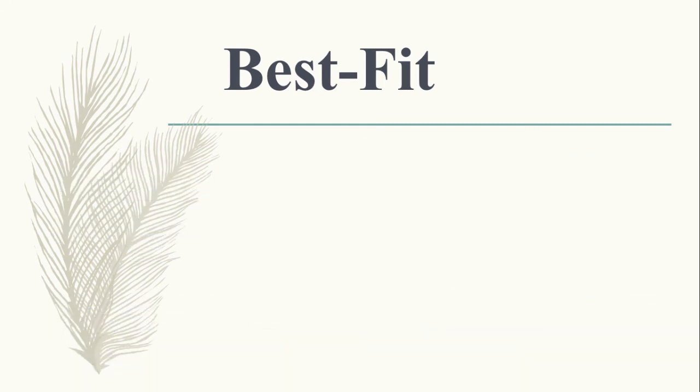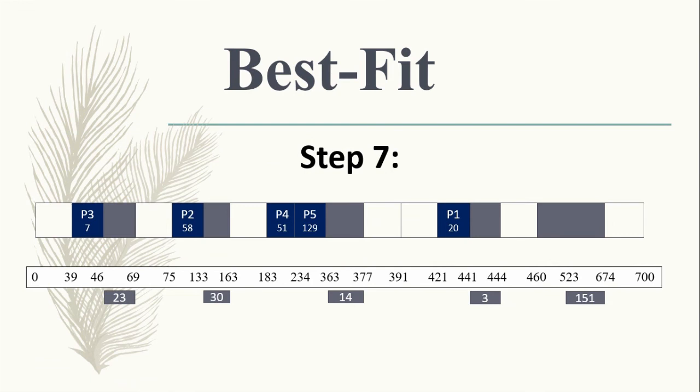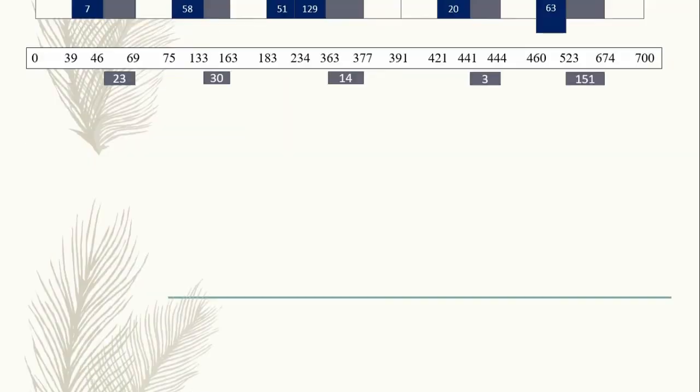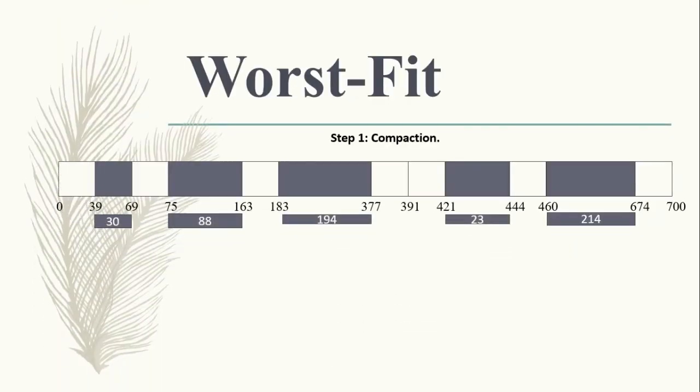Last, we need to insert process 6. Process 6, based on question 1, is 63 kilobytes. So we insert process 6 here. 460 plus 63 is equal to 523. The balance 674 minus 523 is equal to 151. So next, we're going to learn worst fit.